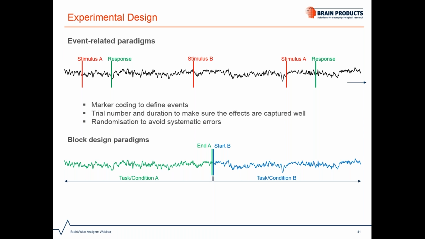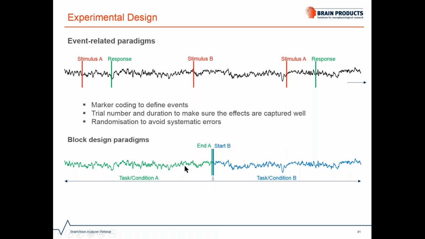It is obvious that marker coding is important to identify the markers correctly. In Analyzer, this is done by the marker type and its description. An aspect you will also think about in event-related paradigms is the number of trials you need, as well as the time between trials. To avoid systematic errors like learning effects, you would probably randomize the order of trials, which makes marker coding even more important.